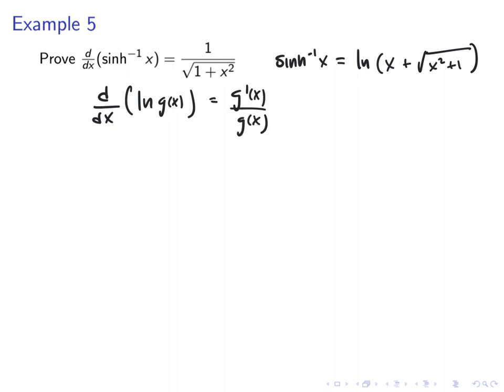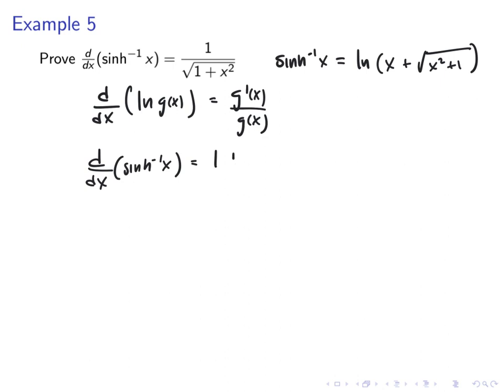Because it's 1 over g of x, that's the derivative of the outside function, the natural logarithm. So 1 over g times the derivative of the inside function, which is g prime. So it just simplifies to g prime over g. So in this case, the derivative of sinh inverse is just going to be the derivative of this whole thing.